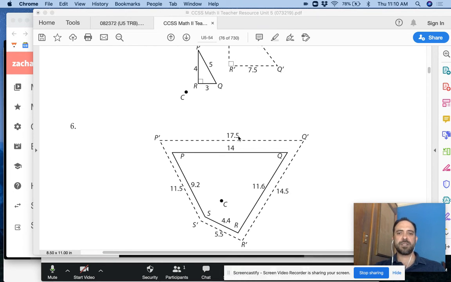So look, 17.5 and 14. What do we multiply 14 by in order to get 17.5? What we can do with that is you could think of it as, let's see, 14 times something is equal to 17.5. To find that something we multiply by, I can divide the left side by 14. So I divide both sides by 14. 17.5 divided by 14.